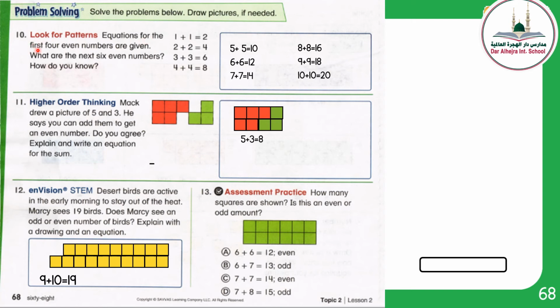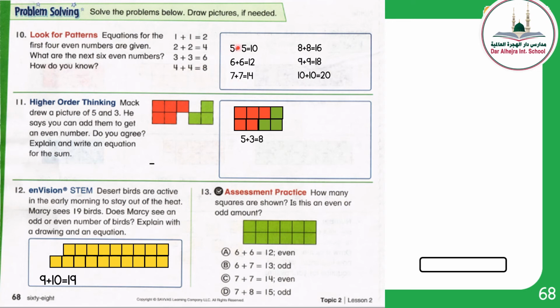Equations for the first 4 even numbers are given. They have already given equations for the first 4 even numbers. Like we can see 2, 4, 6 and 8 are the even numbers, and here are the equations for them. What are the next 6 even numbers? How do you know? Now we just need to write the next 6 even numbers with their equations. And how do we know that?